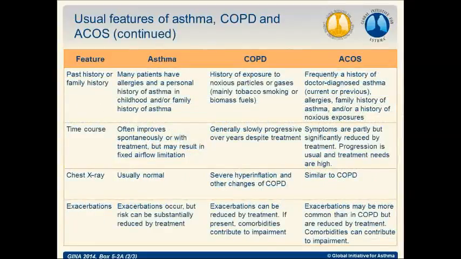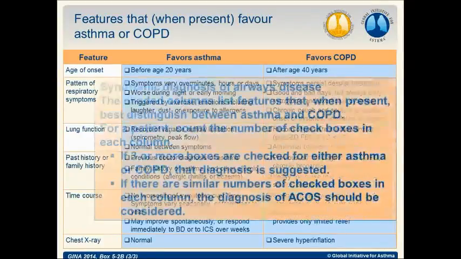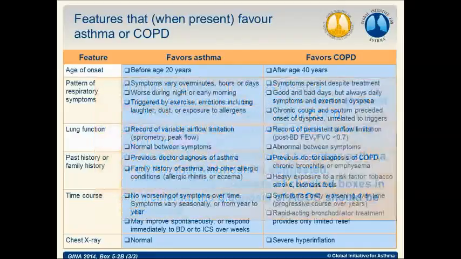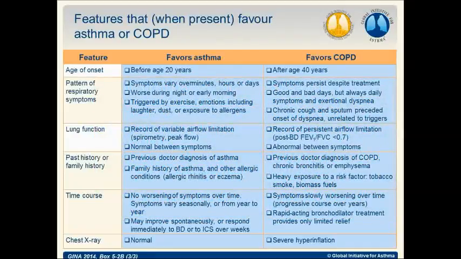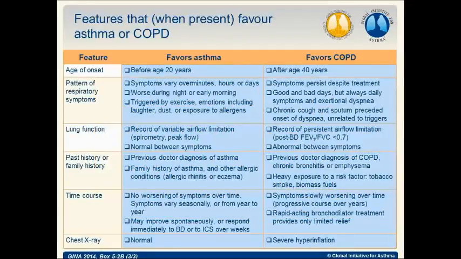And then they've also got a kind of scoring system. So they said that when you look at your patient, you look at these blocks, and if you've got 3 or more features in each block, then this patient is likely to have asthma COPD overlap syndrome. Okay? So that's what Gina is proposing as a working approach or diagnosis to the problem of ACOS.